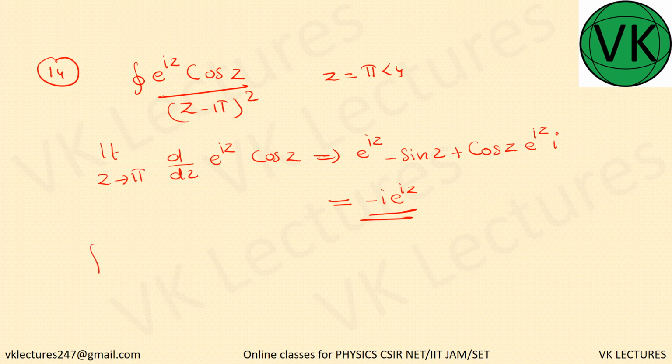So closed integral e raised to iz cos z is equal to 2πi into minus i e raised to iz. It is equal to 2πi e raised to iz.